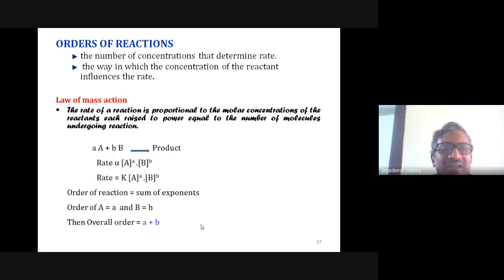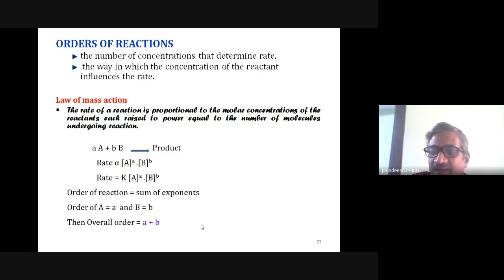Now, k is the rate constant of the reaction, and the order of reaction is the sum of exponents. So the order of A is equal to a and the order of B is equal to small b. The overall order is equal to a plus b. So we are going to get the order. Rate is given by the k.